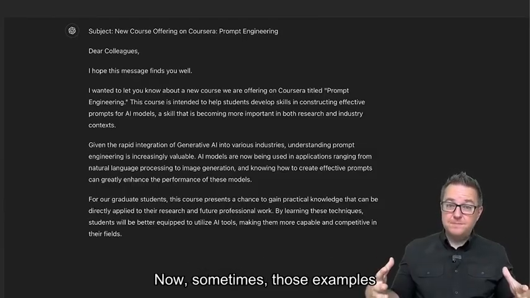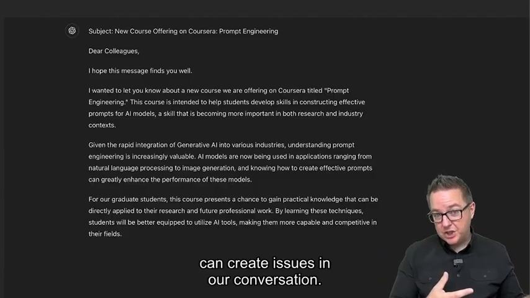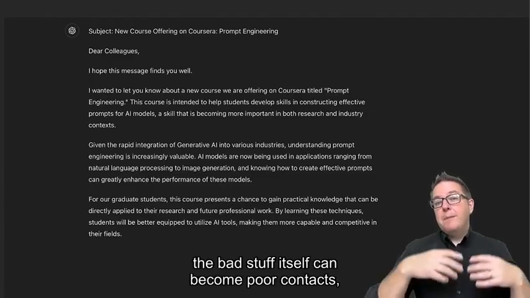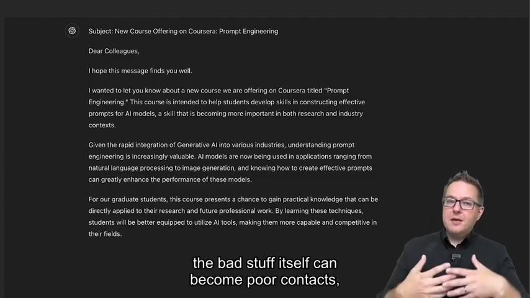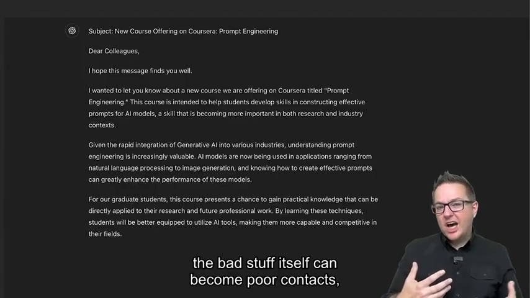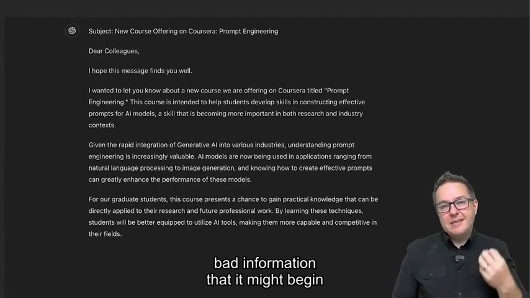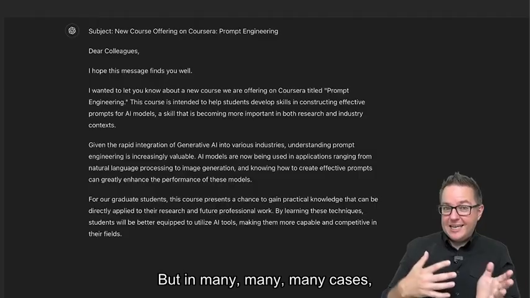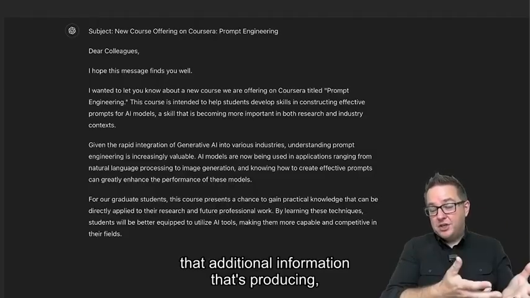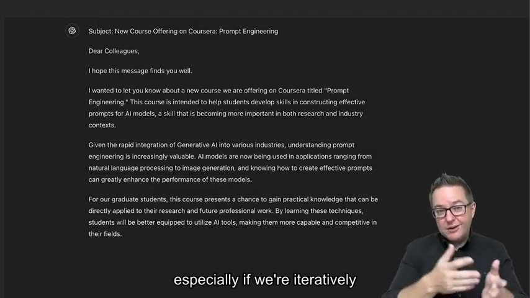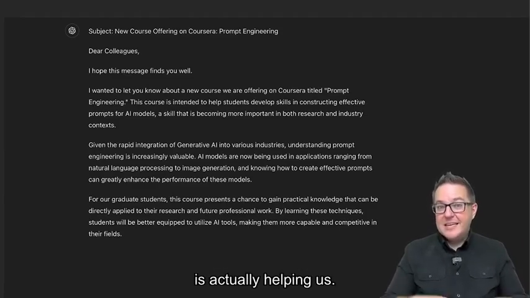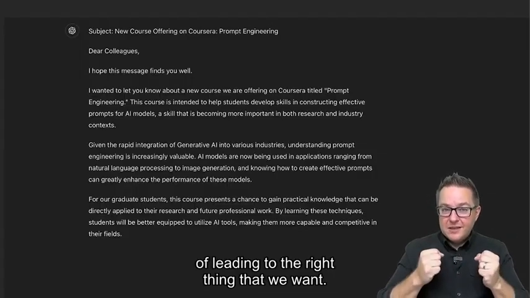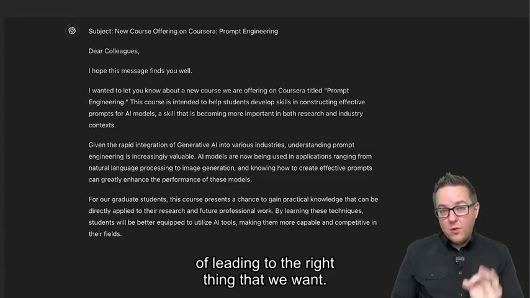Now, sometimes those examples can create issues in our conversation. If it's producing a lot of bad stuff, the bad stuff itself can become poor context, bad information that it might begin paying attention to that may not help us. But in many, many, many cases, that additional information it's producing, especially if we're iteratively getting it better and better and better, is actually helping us. It's moving in a direction of leading to the right thing that we want.